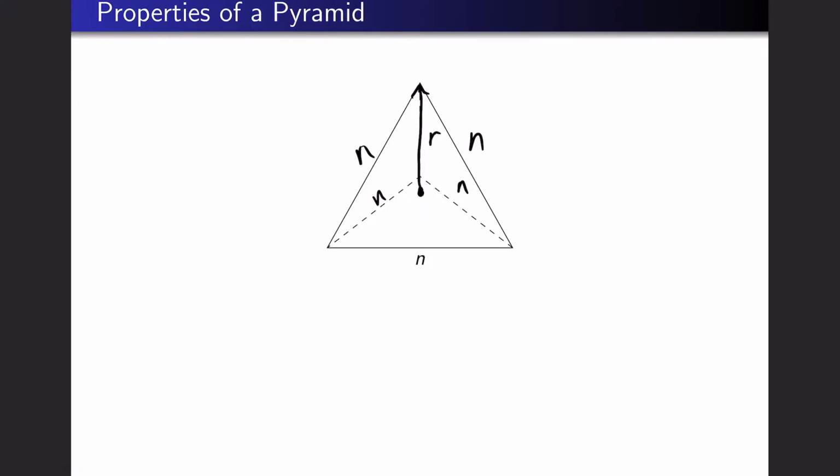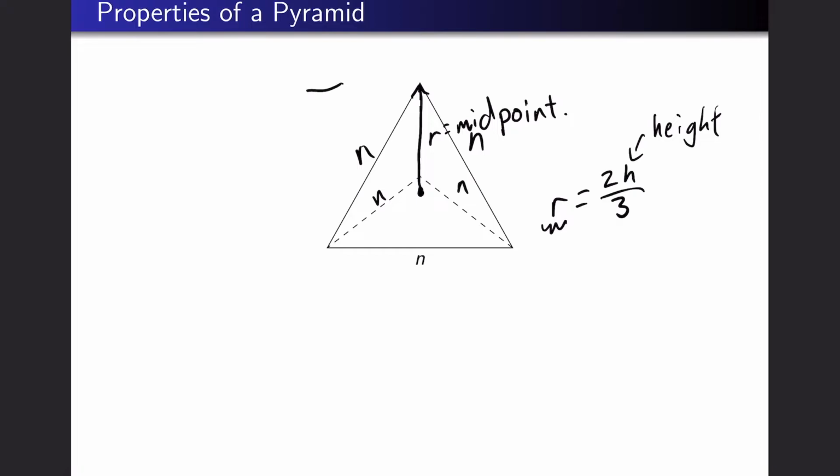So we know that r here is the same thing as the midpoint of this object. And one useful thing to know about tetrahedrons is that this distance r, the radius, or midpoint, is equal to 2/3 h. So it's 2h over 3. Now that we know what r is, we have another unknown variable, which is the height. How can we find the height of this triangular pyramid? Don't go too fast and think that the height is the same as n, the side length. That's not true.